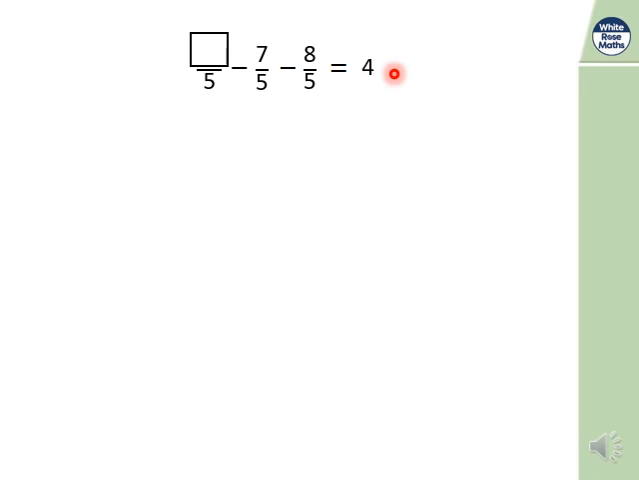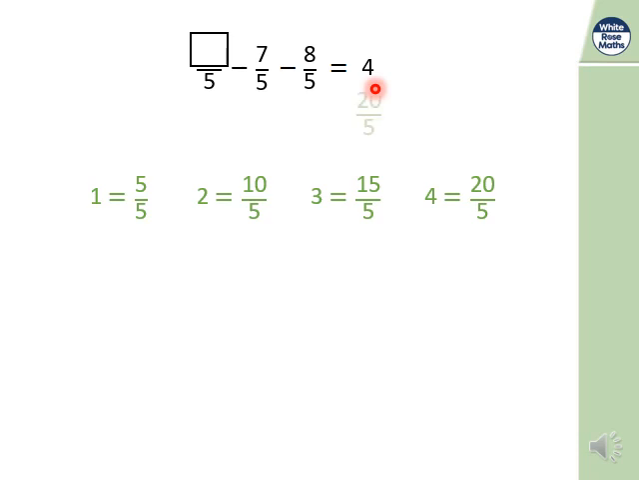Let's have a look and see. Well, we know that 1 whole equals 5 fifths. 2 wholes equals 10 fifths. 3 wholes equals 15 fifths. So what would 4 wholes be? It would be 20 fifths. So now we know our answer is the same as 20 fifths. So something fifths, take away 7 fifths, take away 8 fifths equals 20 fifths.